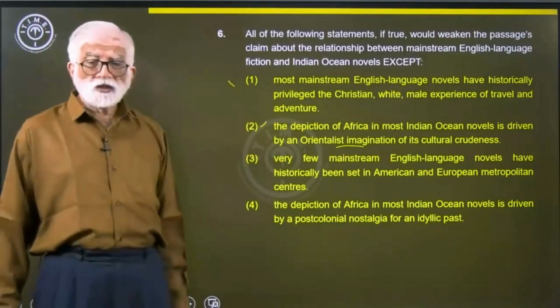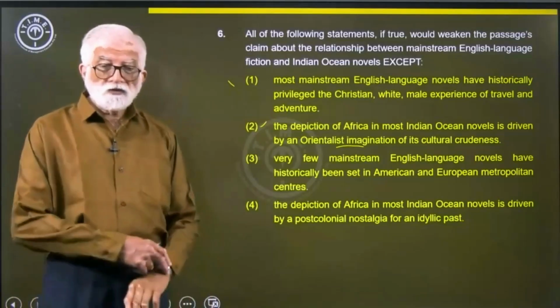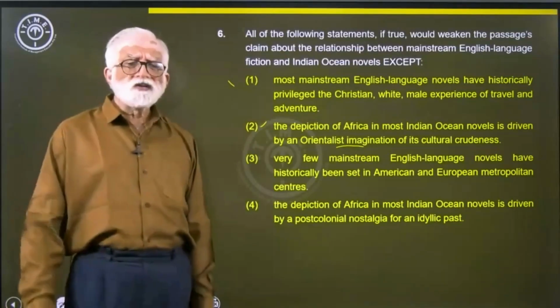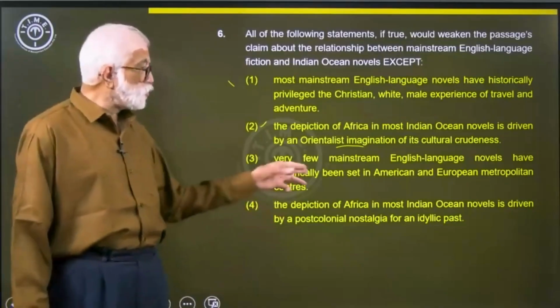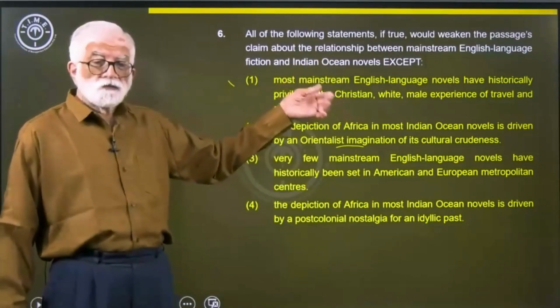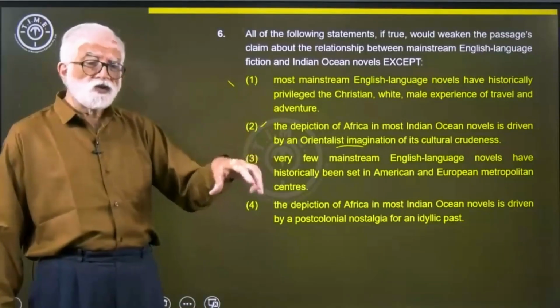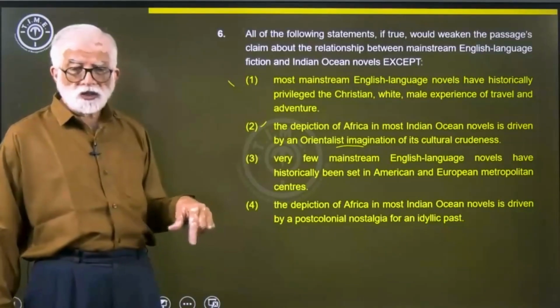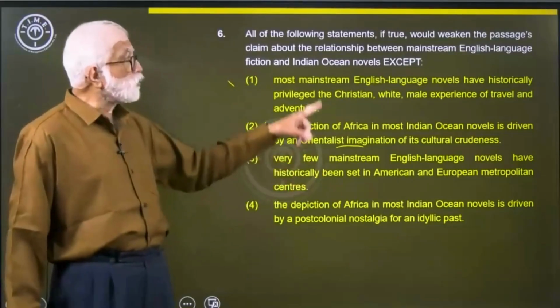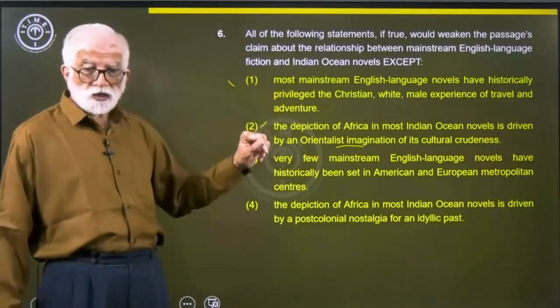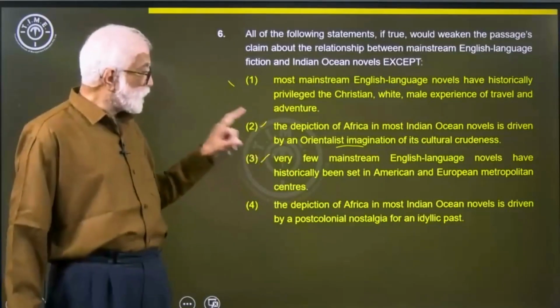Very few mainstream English language novels have historically been set in America and Europe. No. Very clearly, if that is true, then it defeats the author's argument, because the author's argument is that they are typically centered on America and Europe. They don't bother about the Indian Ocean area. And if this is true, then that also weakens the author's argument, right?